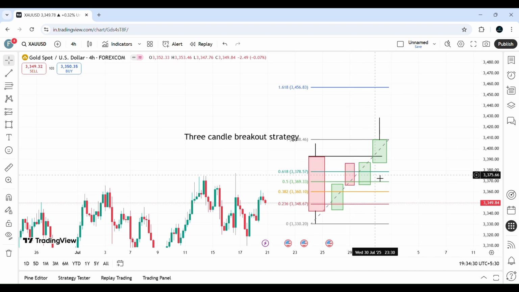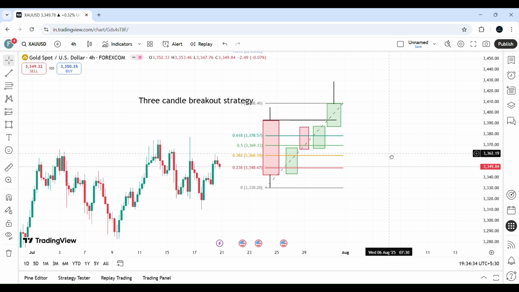So I hope you get the point. It would be the same to the opposite side as well. If you're looking for sells, this would be the same concept. Let's look for live examples, right?